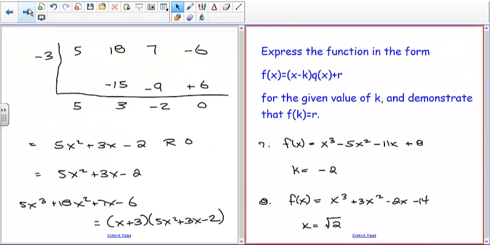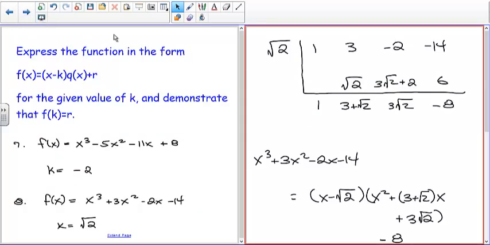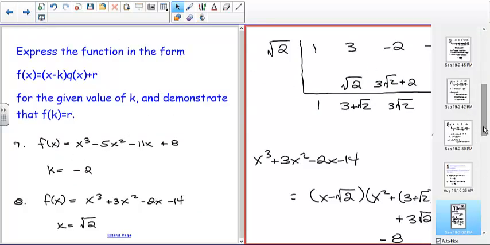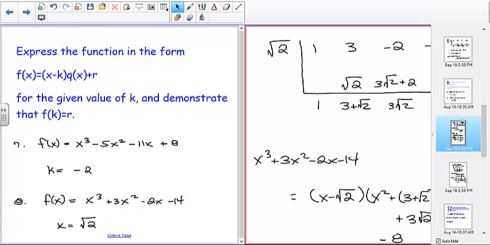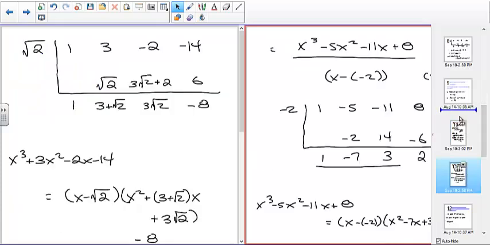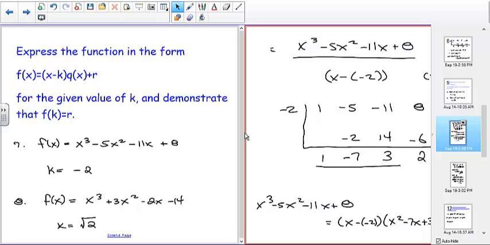Okay, next group of problems. Express the function shown in the form (x minus k) times q of x plus r, and demonstrate that f of k equals r. So we're going to do this one first. So I need to find that, which must be this one here, maybe. Yeah.